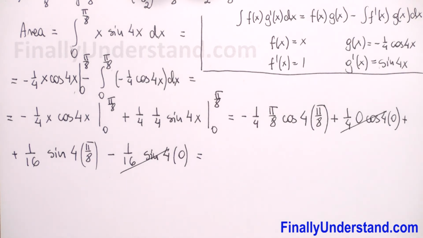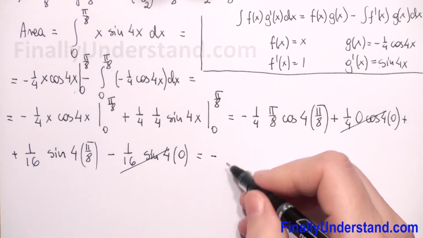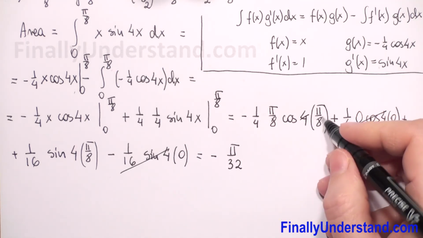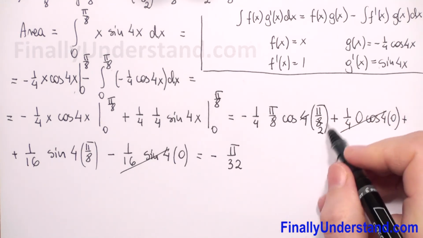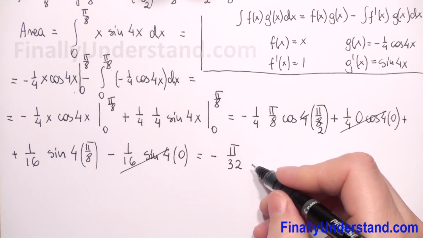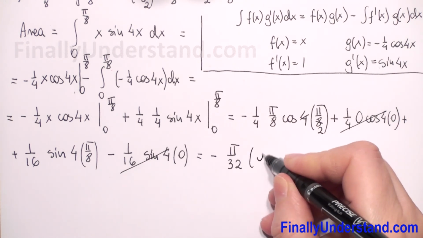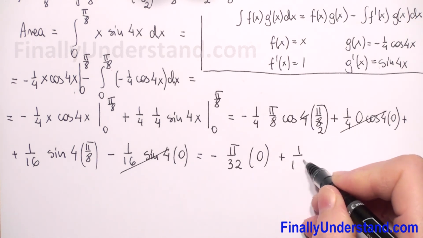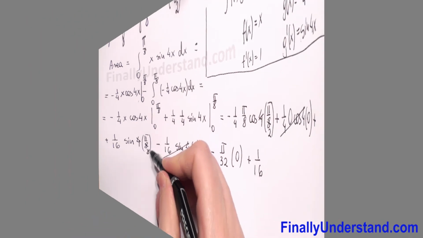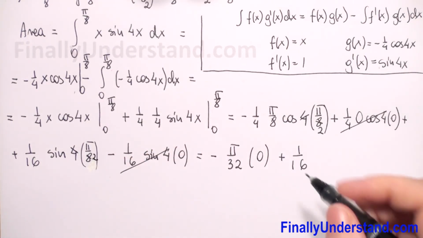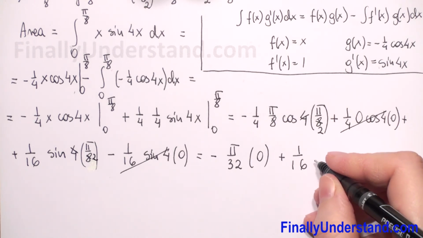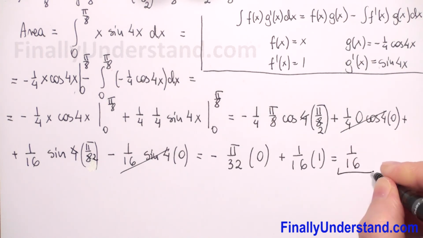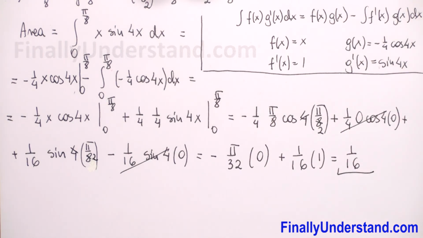So we have negative pi over 32 cosine, we have 4 and 8 we can reduce, cosine of pi over 2 is equal to 0, so we have times 0, and we have plus 1 over 16, 4 with 8 we can reduce to 2, so we have sine of pi over 2 is 1, so this is equal to 1 over 16. Of course, square units. This is my solution.